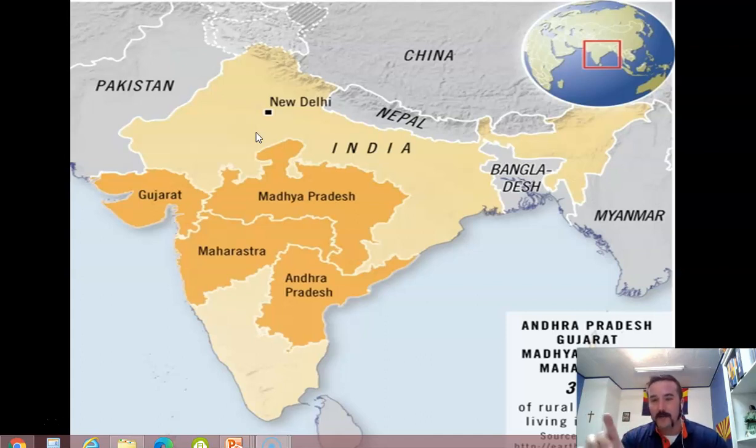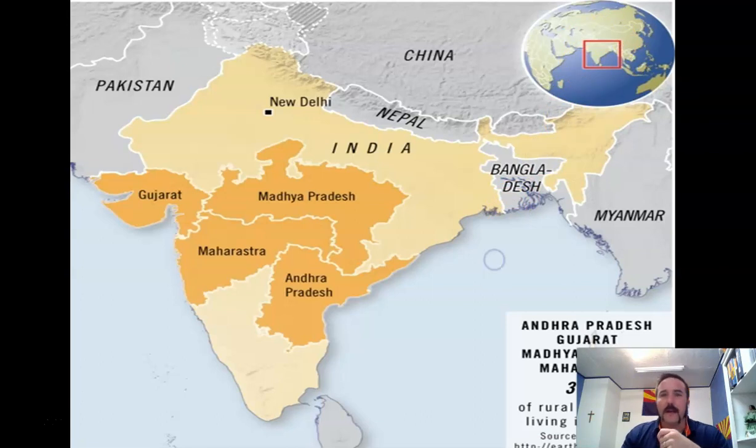It does, however, have a locator map, right? This is another example of a locator map. Here's a zoomed in view of India. Well, where is India in the world? If you look, here's a nice picture of the world. Boom, there's India right there. It locates it in the world. That's what a locator map is.